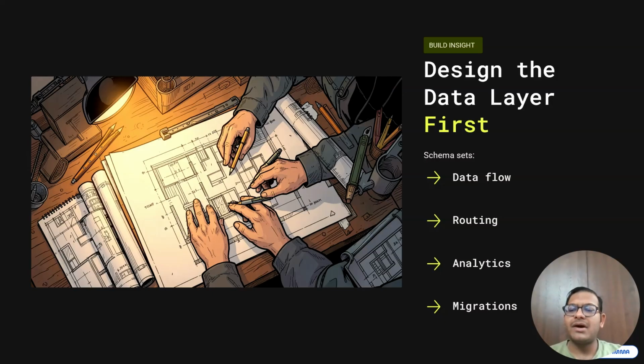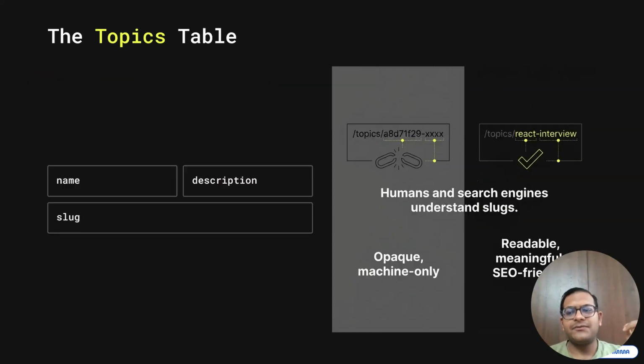A good schema quietly makes everything easier. A bad schema creates problems for months. The first table is very simple. It is topics. Each interview topic needs a name, a description, and a slug.